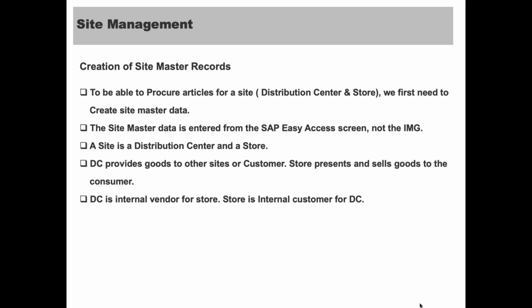So in fact, in earlier stages in the R3 system, site master was never a master data, but it was config data, meaning they were created as a config parameter in the SPRO screens.